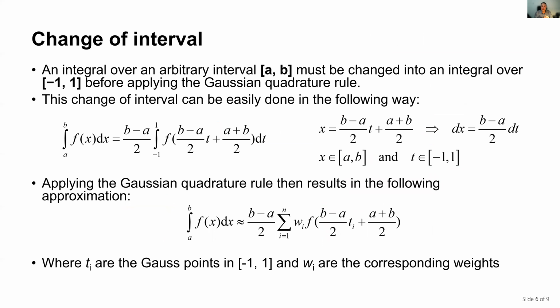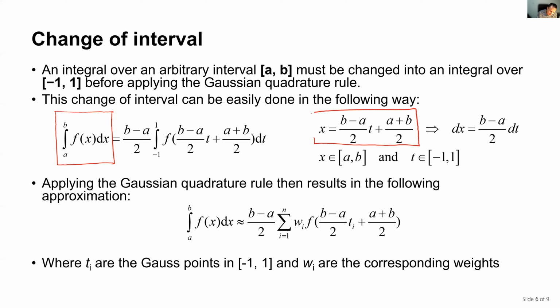We talked about functions defined over the interval -1 to 1. Now we'll see how we can approximate functions given in an arbitrary interval a to b. So in this case, we want to calculate this integral here, which is defined over an arbitrary interval a to b. And to do this, we need to do a transformation. And this is the transformation over there.